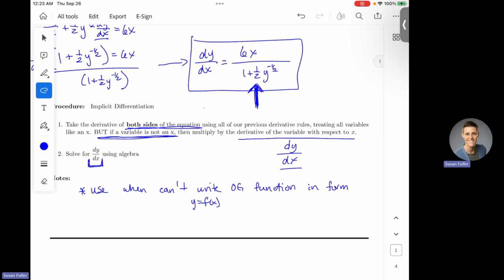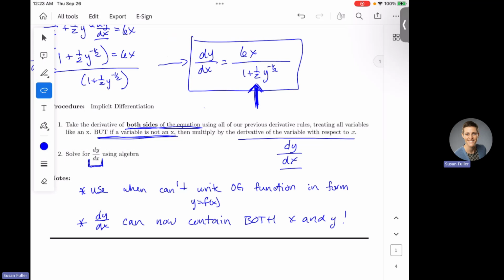Yeah, it has both x's and y's in it. That is new and different and weird and totally allowed with implicit differentiation. Your derivatives, your dy dx's or f prime of x's, can now contain both x and y.